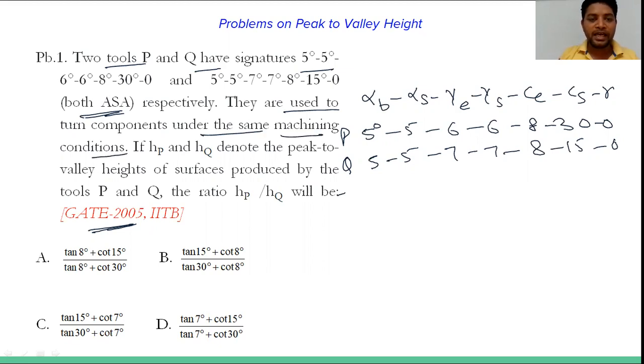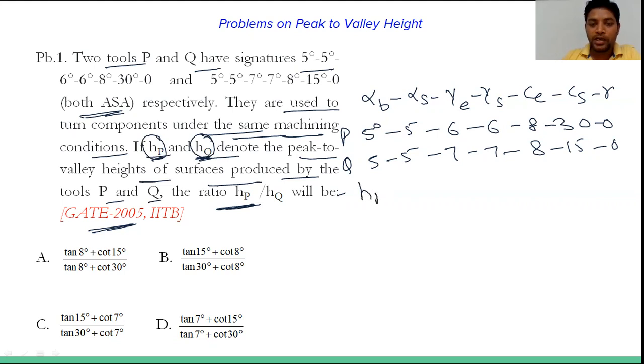Now, the meaning of this line is: whatever parameters are required for the formula, if they are given to you, then it's okay. Otherwise, assume that they will be the same, means constant, under the same conditions. If HP and HQ denote the peak to valley heights of the surfaces produced by the tool P and Q respectively, means through P the surface peak to valley height will be HP, and through Q it will be HQ. We have to find out the ratio of HP by HQ.